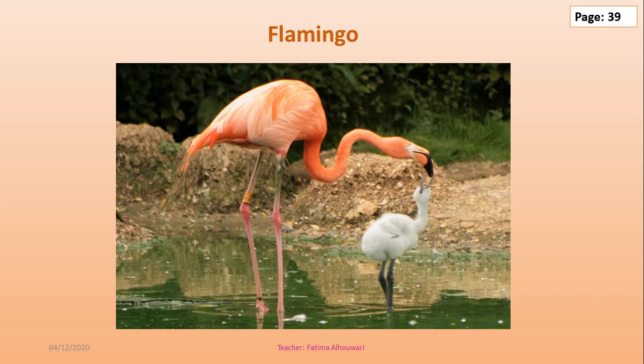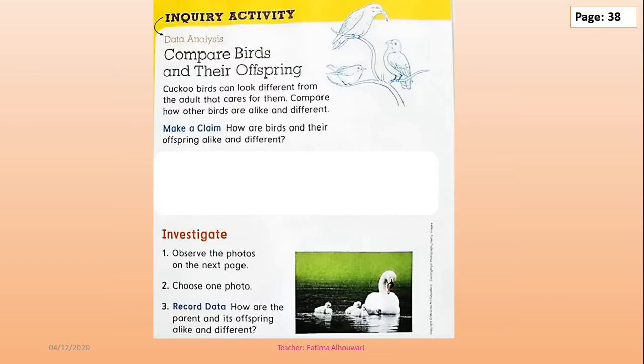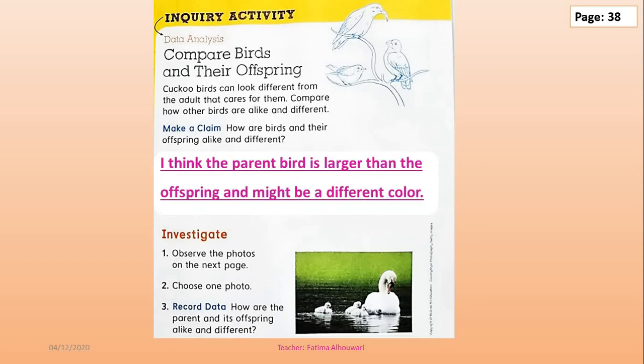Great job! Now let's go back to page number 38 to check your claim, grade 1. The answer of this question, how are birds and their offspring alike and different, is the parent bird is larger than the offspring and might be a different color, just as you saw in the pictures.